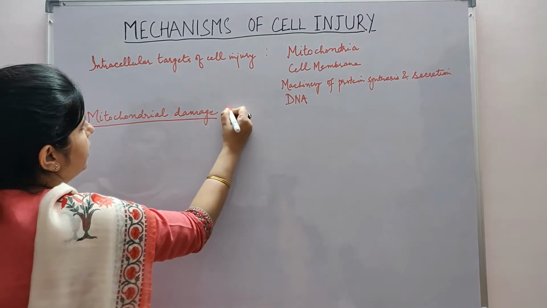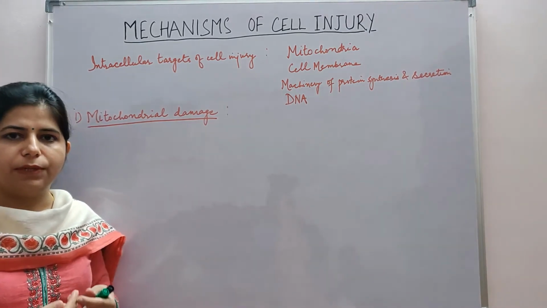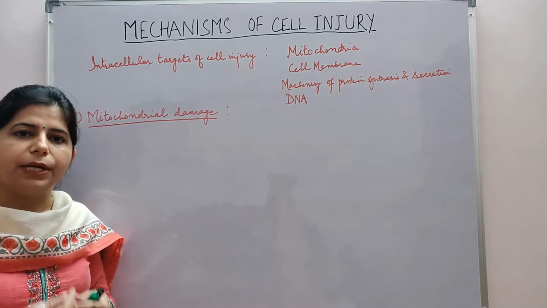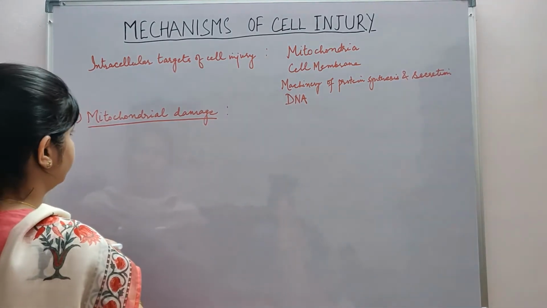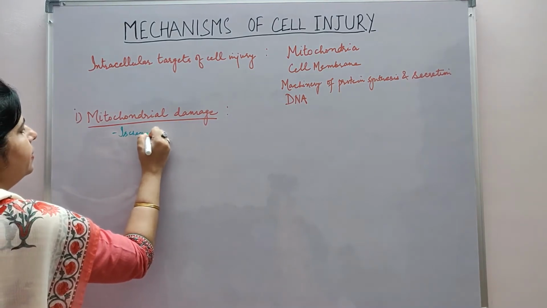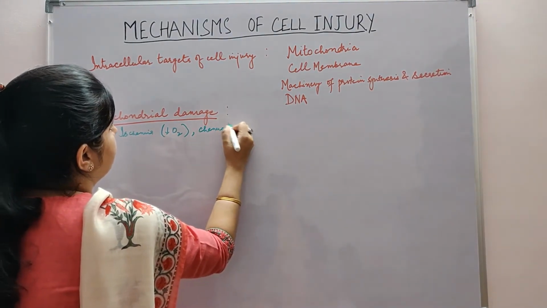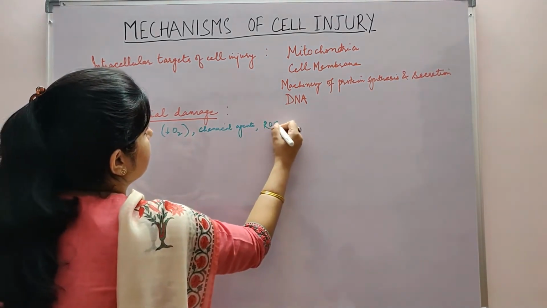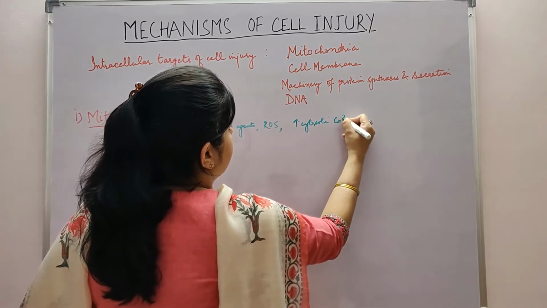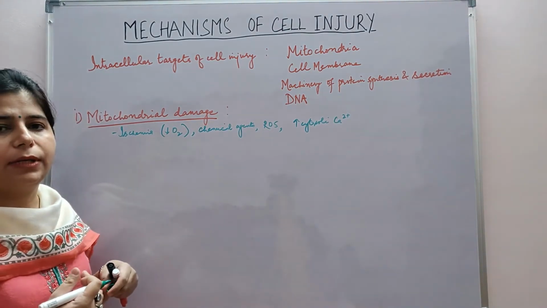Mitochondria play an important role in cell injury and cell death. They are susceptible to almost all types of cell injury. Why? Because they are providing the life-sustaining energy in the form of ATP. So what are the various types of injurious stimuli that can lead to mitochondrial damage? Ischemia, where there is decreased oxygen, then chemical injury, chemical agents, reactive oxygen species, and increase in cytosolic calcium levels. These and various other types of injurious stimuli can cause mitochondrial damage.